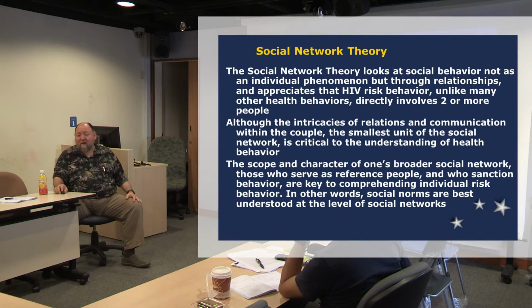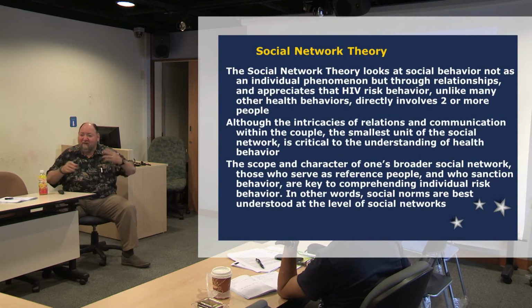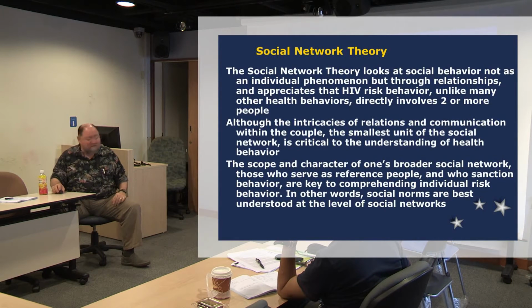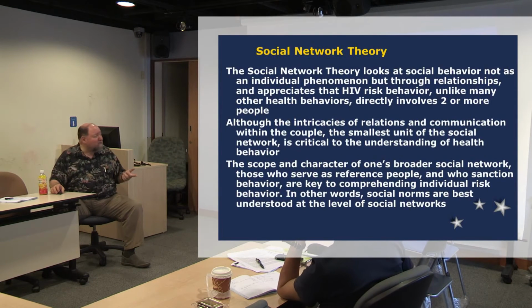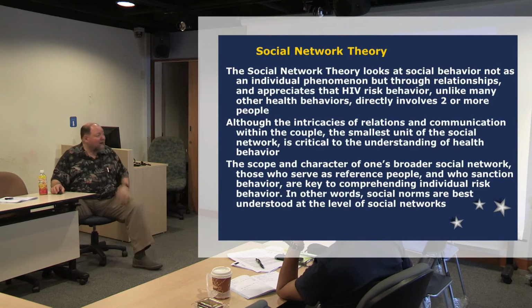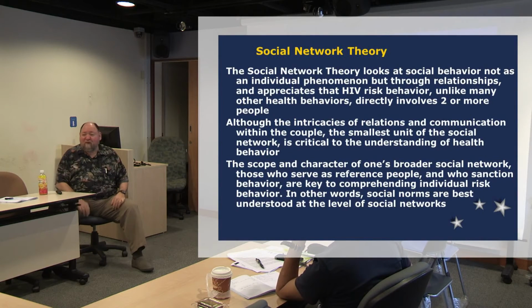Social network theory. This is basically the sociometric analysis of interconnected webs of influence. It's often done with network analysis. Social network theory looks at social behavior not as an individual phenomenon, but through relationships. I've been doing a lot of work with this with HIV. HIV risk behavior, like many other health behaviors, directly involves two or more people.